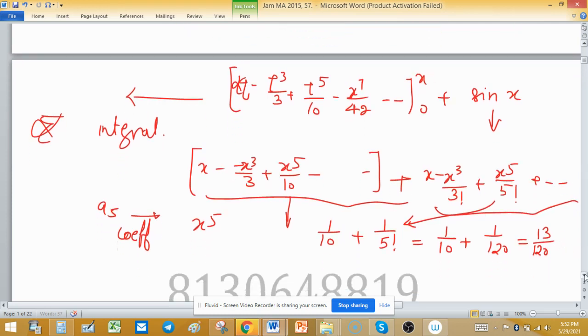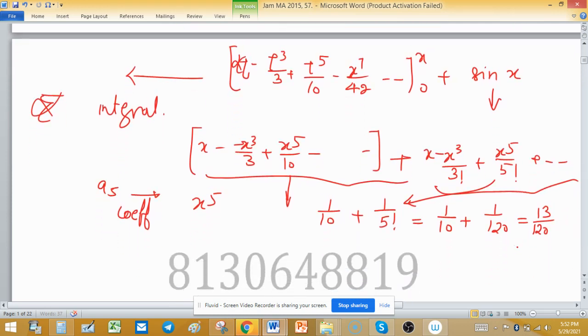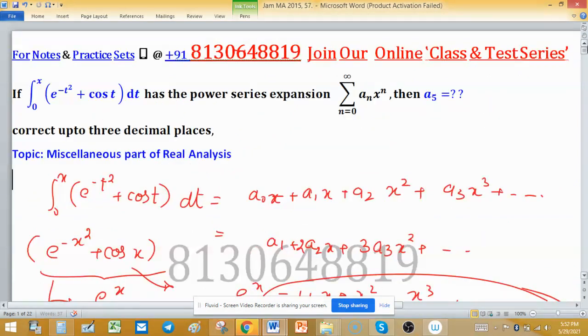Because this question is asked in the exam, there will be a scientific calculator in your exam portal, so you can easily calculate the decimal expansion of this, as I have calculated using another device. This is approximately 0.108, so 0.108 will be the correct answer, meaning the value of a5 is 0.108.